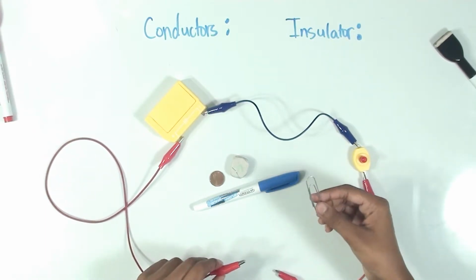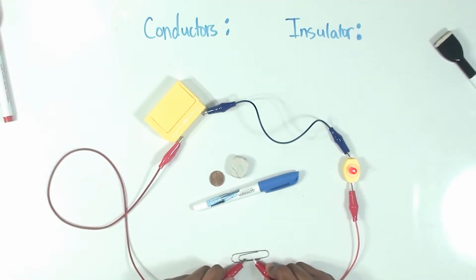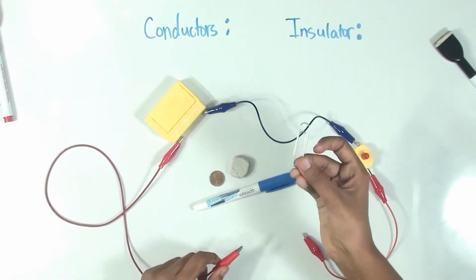So first, we'll take a metal paper clip. Once I connect the two sides, we see that the light bulb lights up. So therefore, the paper clip is a conductor.